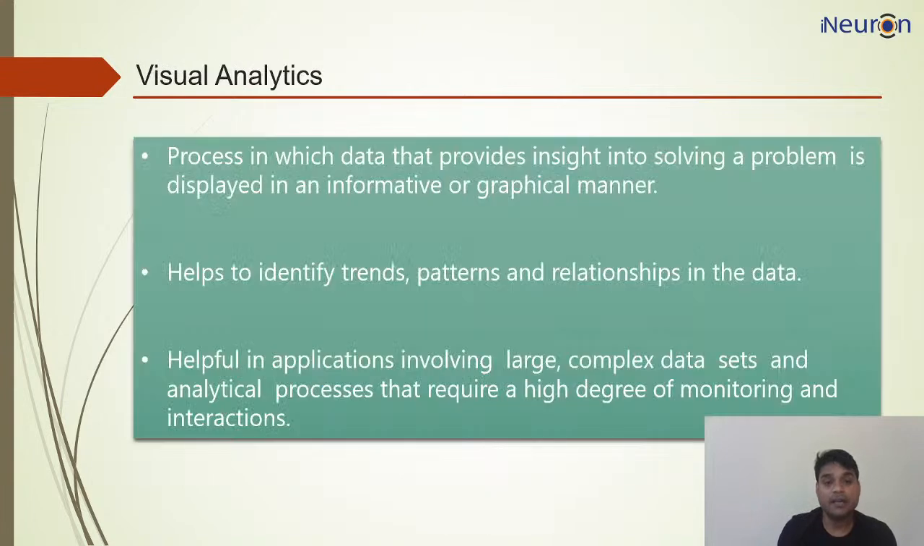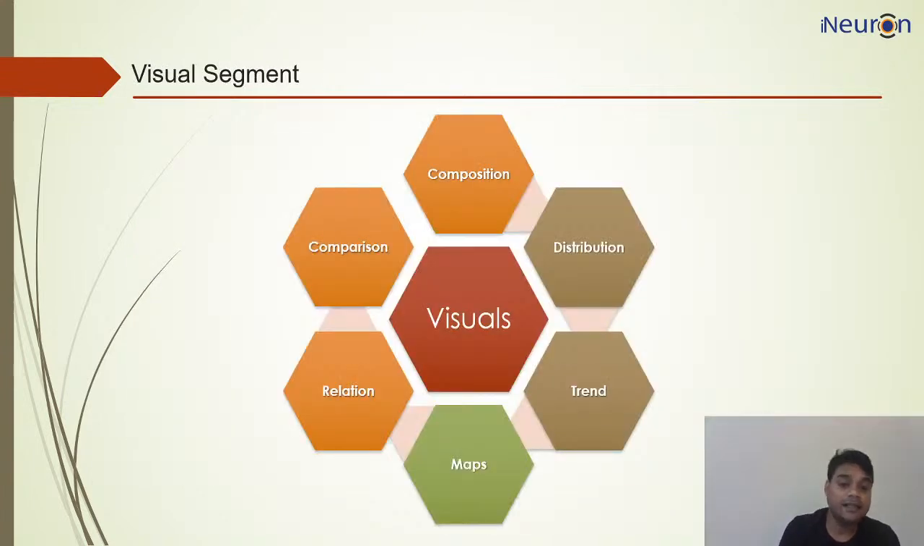Now before I start into visual analytics, these are the things that I'm going to discuss today. The first thing is the golden rule by which we can select a particular visual to represent the analysis that we have performed in our data. Now there are six major visual segments which are most commonly used in day-to-day working.